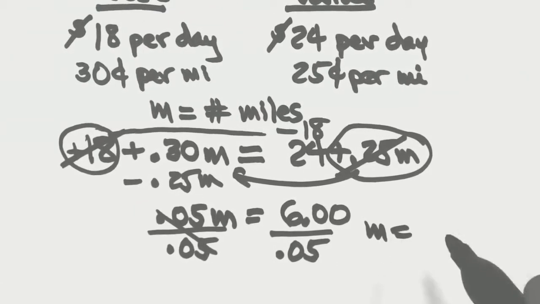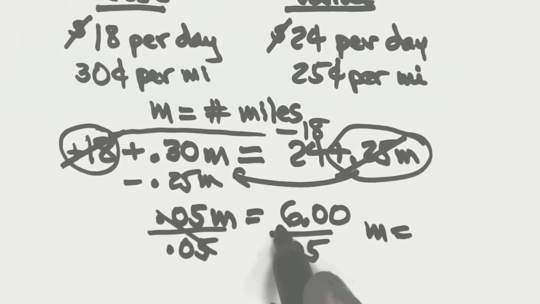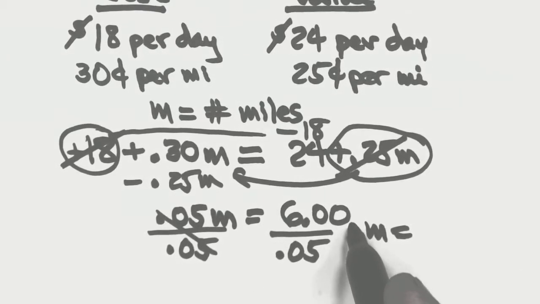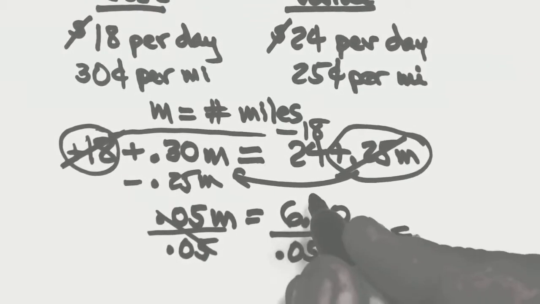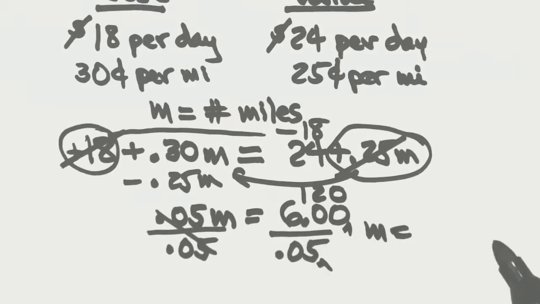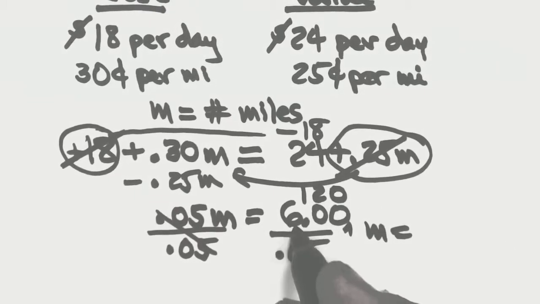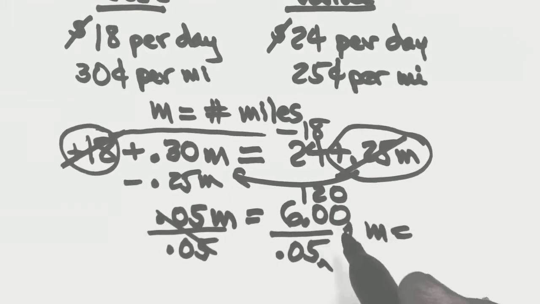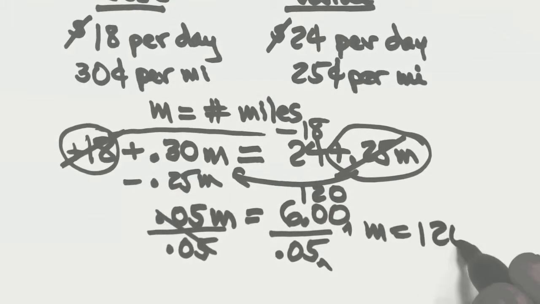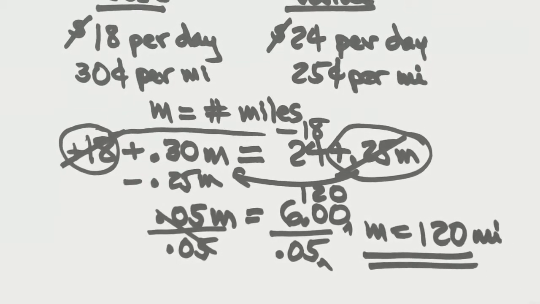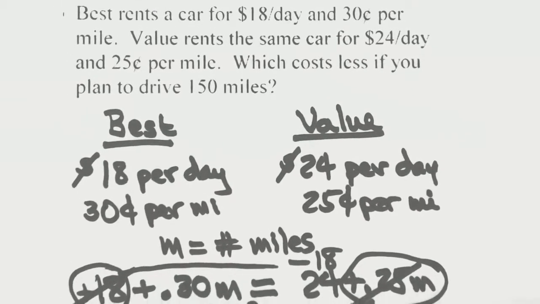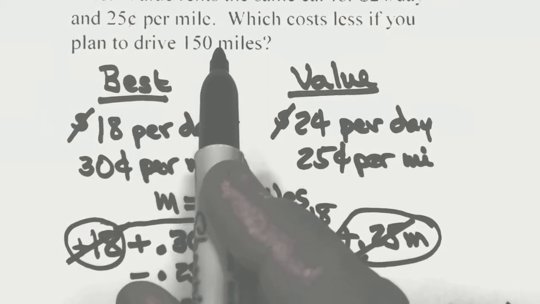Well, M is going to equal 5 goes into 600. If we move the decimal point over 2 places in both of these, it goes in 120 times. If you took 6.00 and divided it by 0.05 in your calculator, you'd get 120. So, what is the break even here? 120 miles. Okay, how far were we planning to drive? We were planning to drive 150.